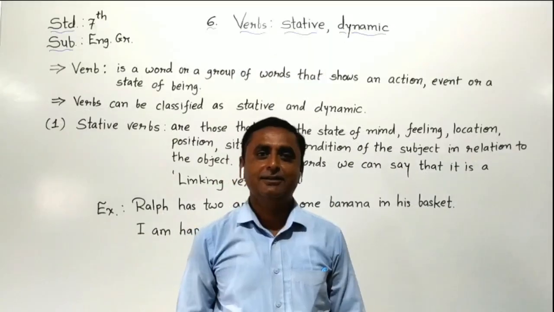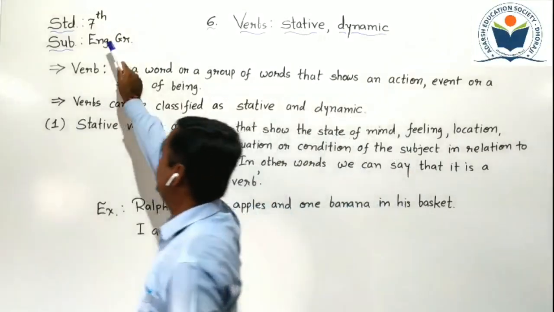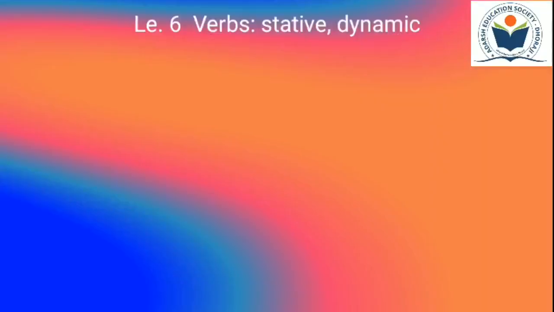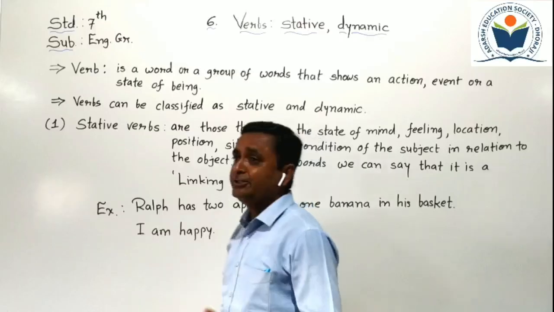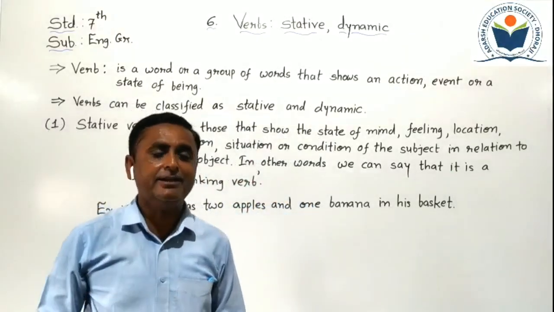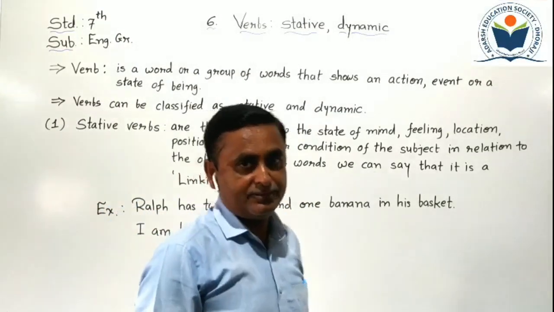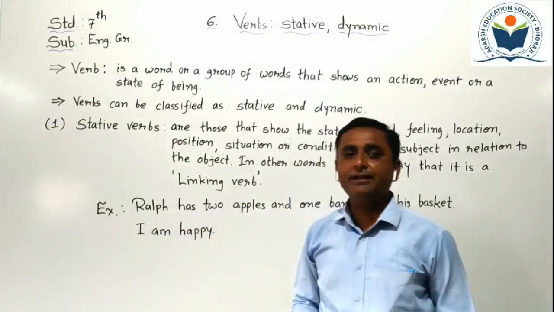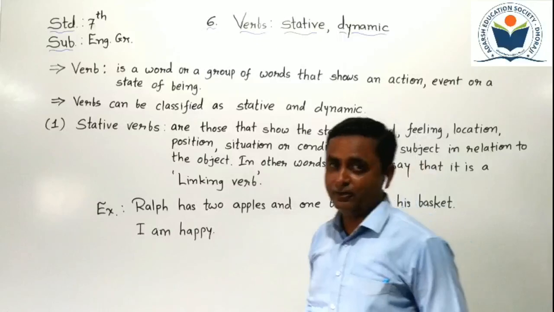Hello students, today we are going to learn standard 7 subject English grammar lesson number 6: verbs, stative, dynamic. As you know students, in our previous 2-3 lessons we studied about verbs. We studied different types of verbs, transitive, intransitive verbs and so on. Now today we have to learn about stative and dynamic words.